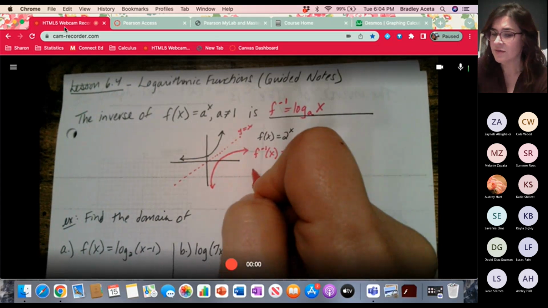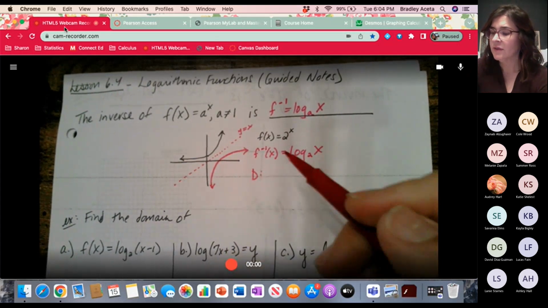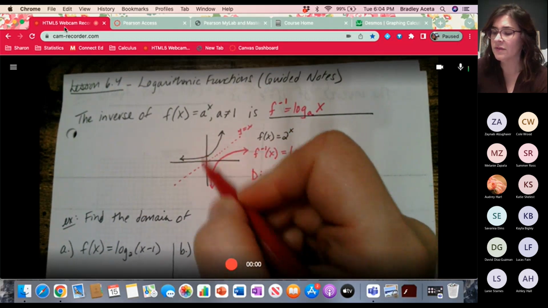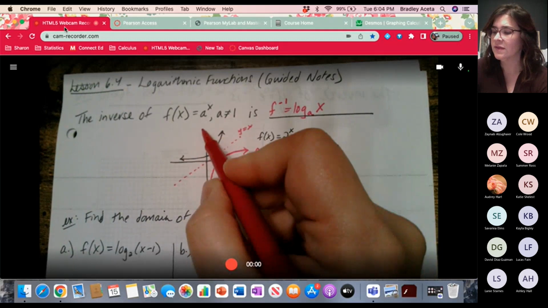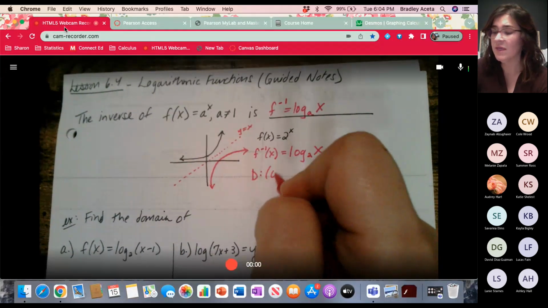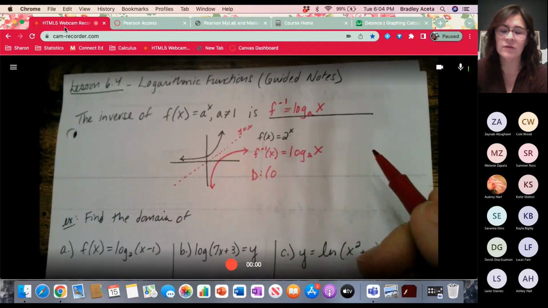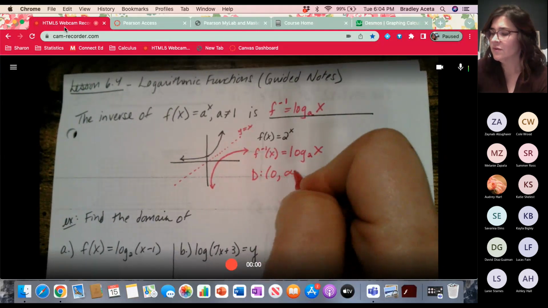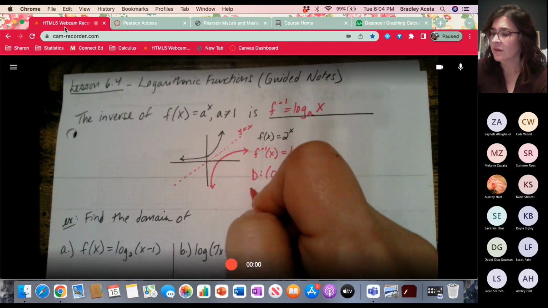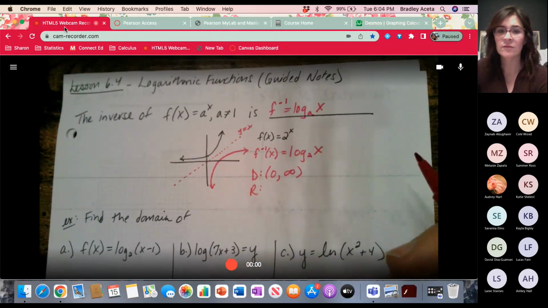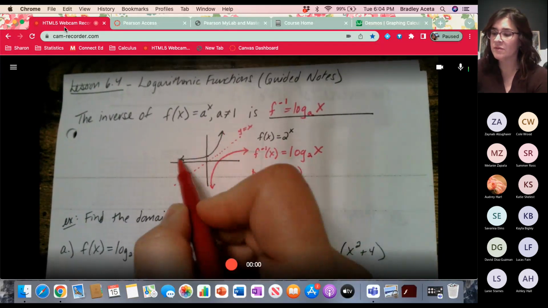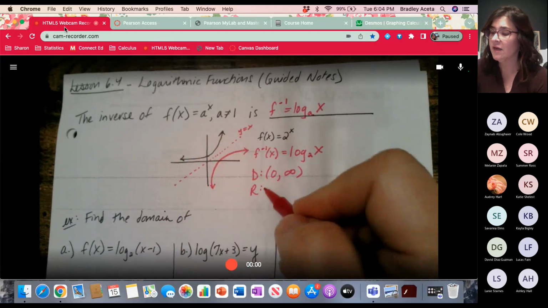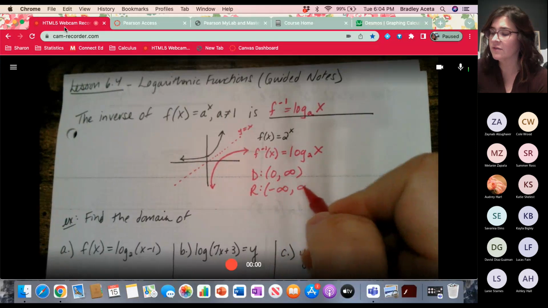So this has a domain now of 0 to infinity. The asymptote right here, there is a vertical asymptote for logs at 0, and you can't be 0 because if you try to put that in your calculator, you can't take the log of 0. The range, well, that was the domain of this. Remember, the domain was negative infinity to infinity. Now that's the range, negative infinity to infinity.